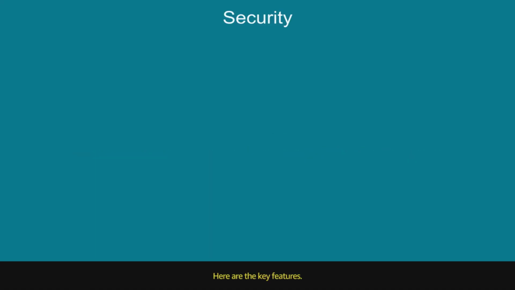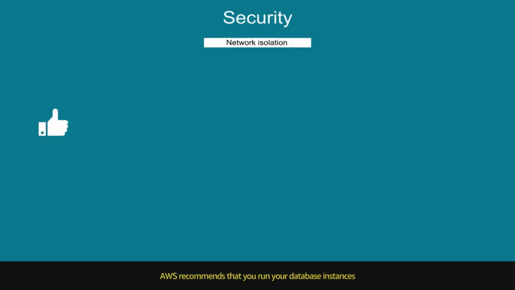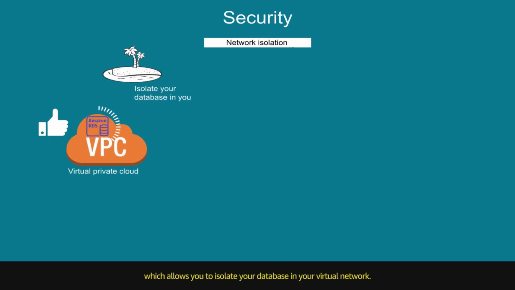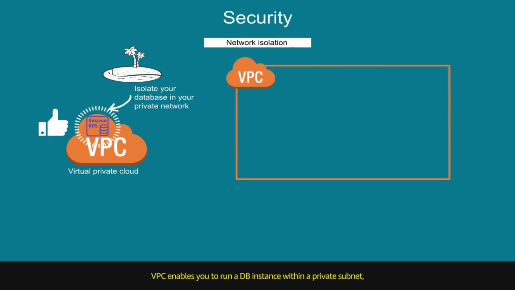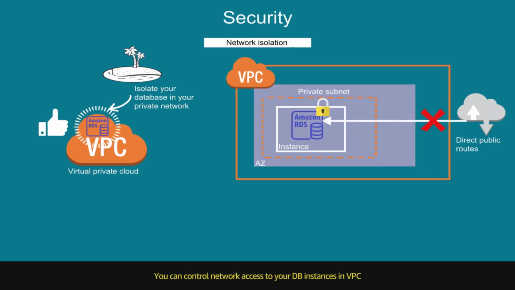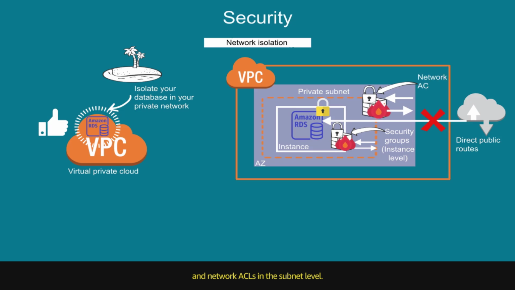Here are the key features. Network isolation. AWS recommends that you run your database instances in a virtual private cloud, VPC, which allows you to isolate your database in your virtual network. VPC enables you to run a DB instance within a private subnet, making it secure from direct public routes on the internet. You can control network access to your DB instances in VPC using security groups at the instance level and network ACLs at the subnet level.